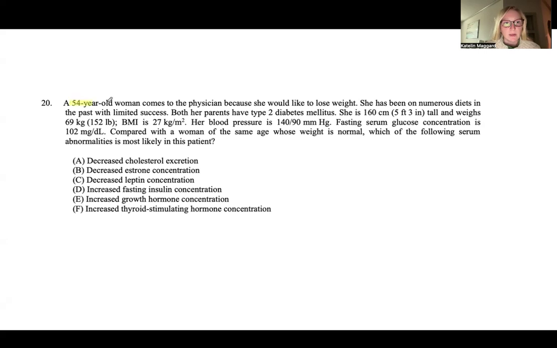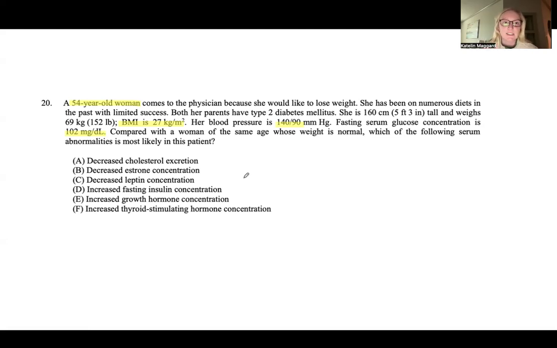A 54-year-old woman comes to the physician because she would like to lose weight. She has been on numerous diets in the past with limited success. Both her parents have type 2 diabetes. She is 5'3" tall and weighs 152 pounds. Her BMI is 27. Her blood pressure is 140/90. Fasting serum glucose concentration is 102. Compared with a woman of the same age whose weight is normal, which of the following serum abnormalities is most likely in this patient? And we have decreased cholesterol excretion, decreased estrogen concentration, decreased leptin concentration, increased fasting insulin concentration, increased growth hormone concentration, or increased thyroid stimulating hormone concentration, which sounds like a lot.